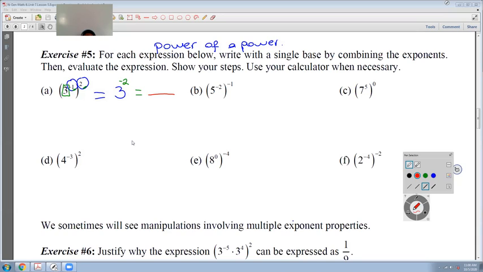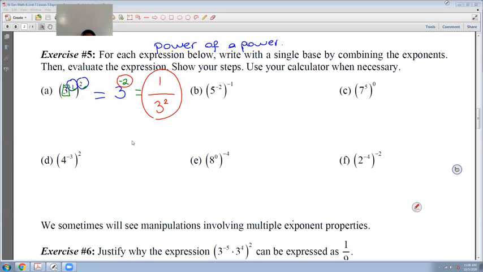What was the keyword? How can we change a negative exponent to a positive exponent? Flip it. Okay, thank you.